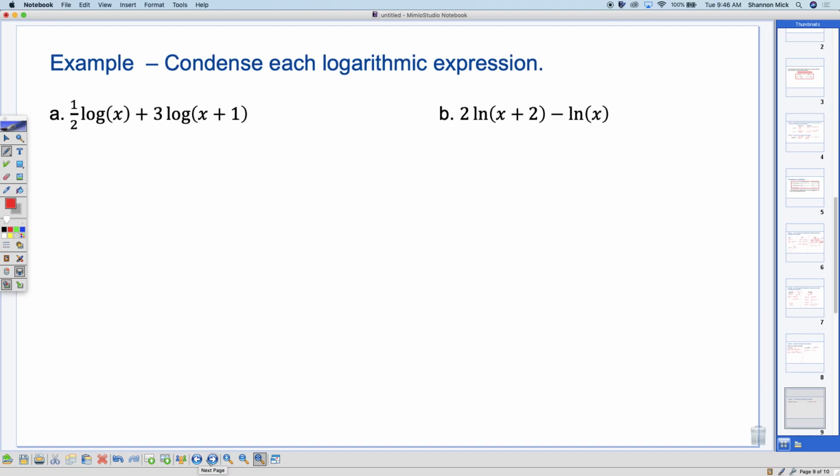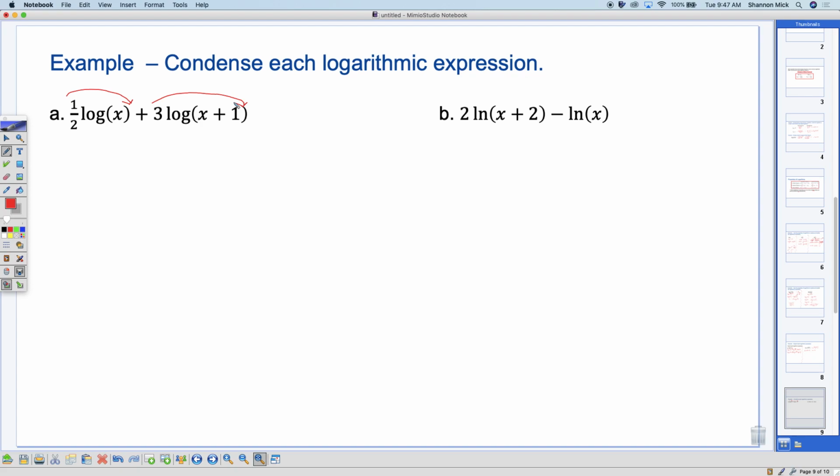Okay, condense. So we're going to go backwards. The last thing that we would have done on the other is what we're going to do now. We're going to put the half in front of x. This was an exponent. We expanded and simplified, now we're condensing. Condensing is we take something big and we put it down.